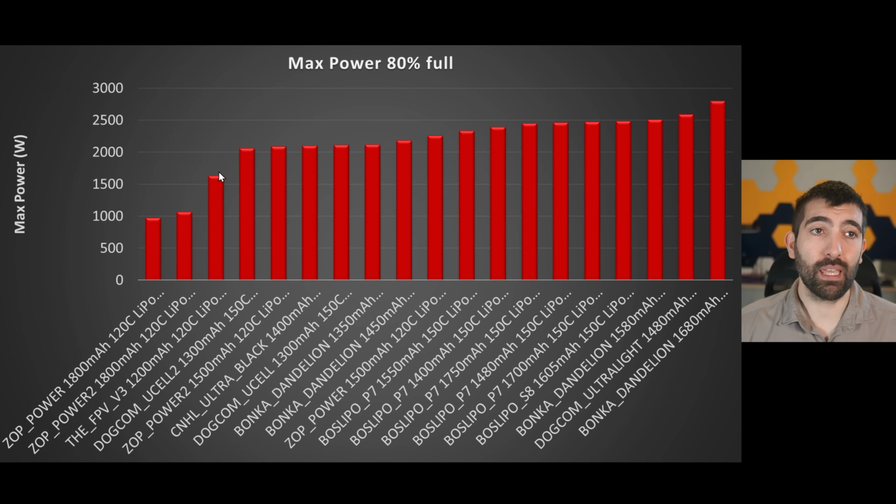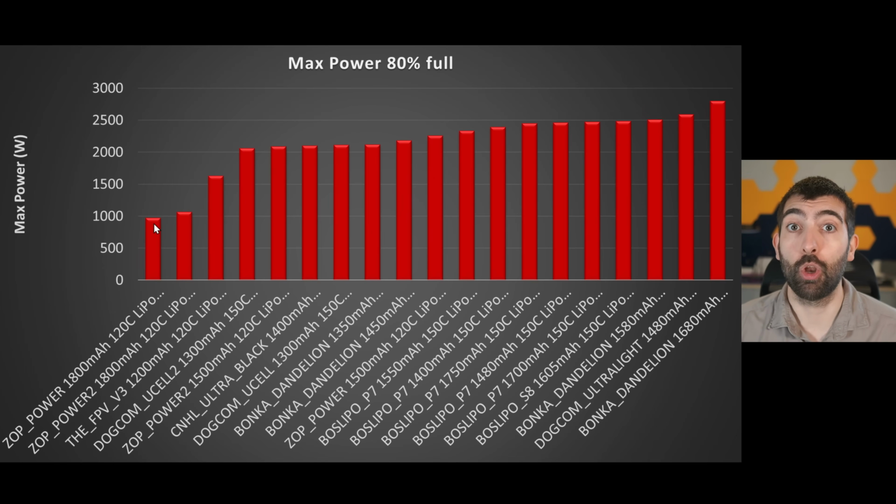The VFPV V3, there's been a bit of a loss of performance compared to earlier versions of the VFPV packs that I tested before. And the ZOP-POWER 1800s are doing awfully on this test. They're the biggest packs. They should be at the top of the chart, and they're at the bottom. Obviously, there's something very wrong with these packs, and they're not suitable for FPV applications if they're only able to deliver about 1,000 watts. That's just not enough for racing or modern 5-inch freestyle.